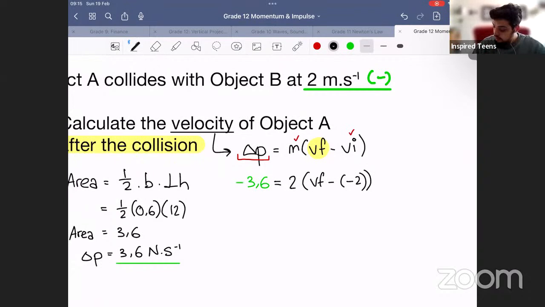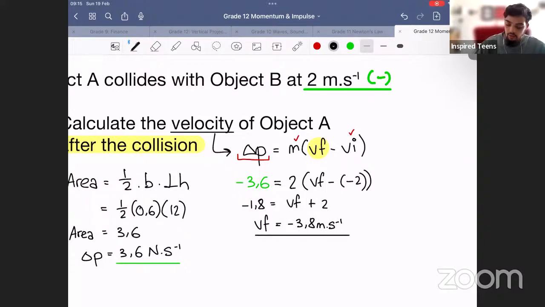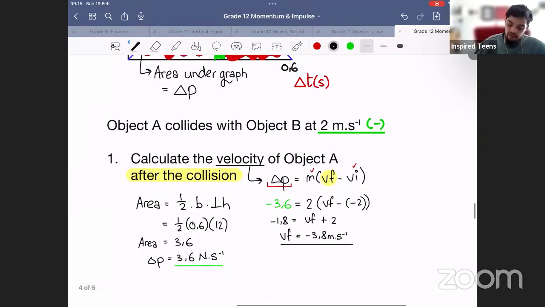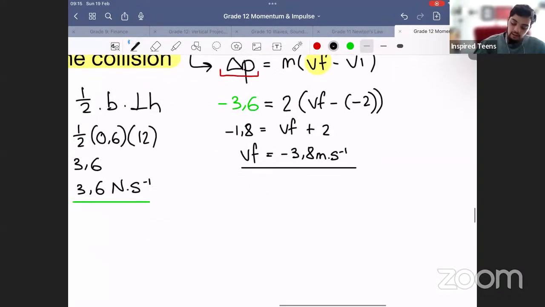Let's divide that side by 2: -3.6 divided by 2. We get -1.8 is equal to V final plus 2. Take it over, it becomes -2, and we get a V final answer of -3.8 meters per second. So to calculate the velocity of object A after the collision: velocity includes magnitude and direction, so 3.8 meters per second west.